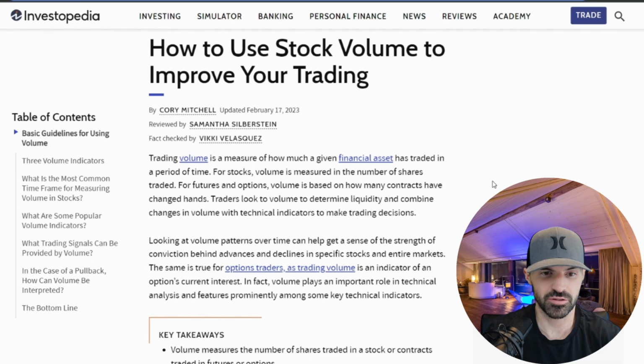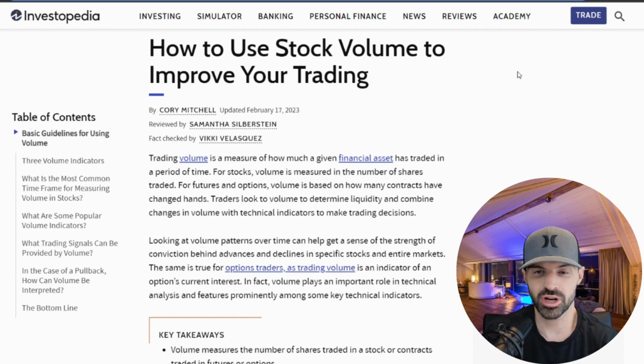Traders look to volume to determine liquidity and combine changes in volume with technical indicators to make trading decisions. Looking at volume patterns over time can help get a sense of the strength of conviction behind advances and declines in a specific stock and entire markets. The same is true for option traders, as trading volume is an indicator of options' current interest. In fact, volume plays an important role in technical analysis and features prominently among some key technical indicators.